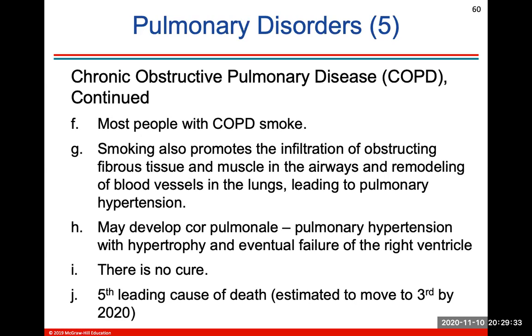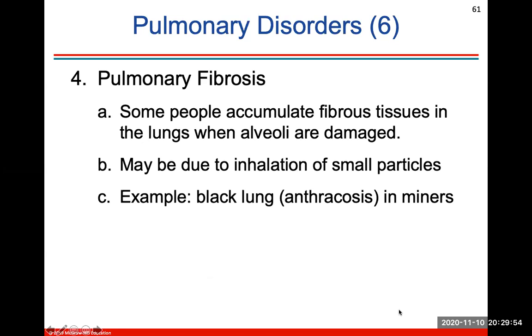Smoking also promotes the infiltration of obstructing fibrous tissue and muscle in the airways and remodeling of the blood vessels in the lungs, which can lead to pulmonary hypertension. It could eventually lead to hypertrophy and failure of the right ventricle. There's no cure, and it is the 5th leading cause of death. It's estimated to move to the 3rd by 2020.